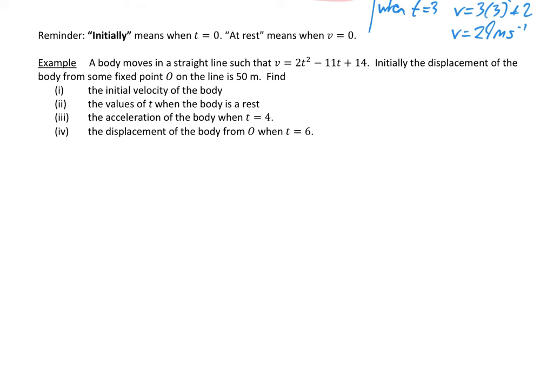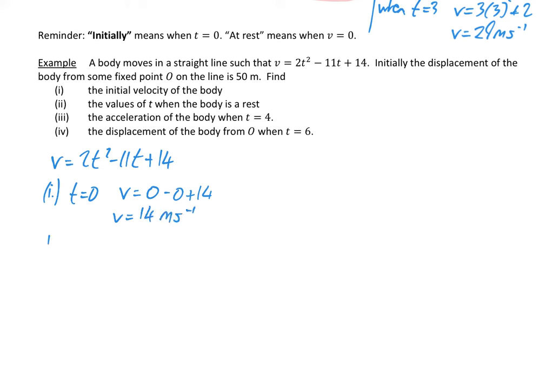Okay, the next example says, a body moves in a straight line such that V is equal to, I'll write this down, V is equal to 2t squared minus 11t plus 14. Initially, the displacement of the body from some fixed point O on the line is 50 meters. Find the initial velocity of the body. So part 1, we'll just put t equals 0, initial velocity, and your V is equal to 0 minus 0 plus 14. So your V is equal to 14 meters per second.